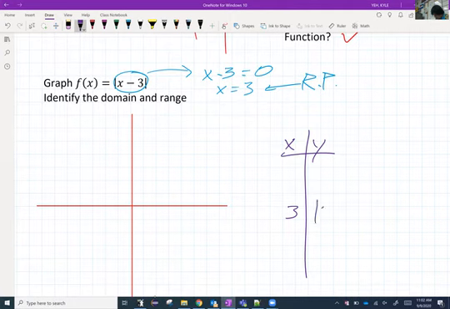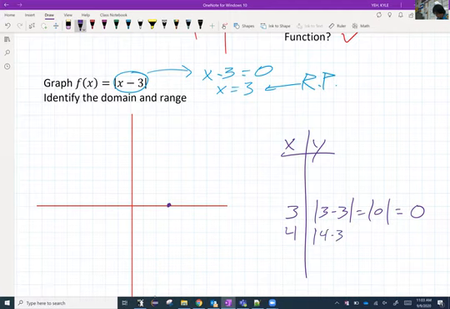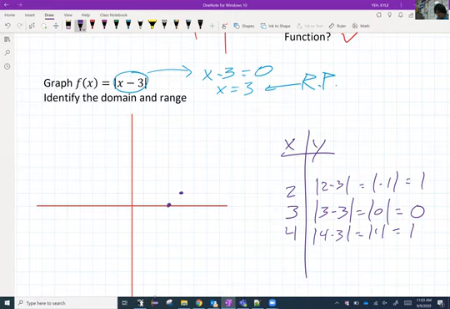So my y value, 3 minus 3, absolute value of 0 is just 0, 3 comma 0. Let's try plugging in 4. So absolute value of 4 minus 3 equals absolute value of 1, which is just 1. Now, I'm going to plug in 2. I'm going to plug them in on either side. What is the absolute value of 2 minus 3? Absolute value of negative 1, well, that's also 1.